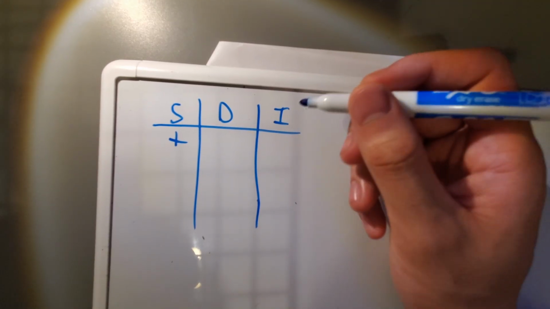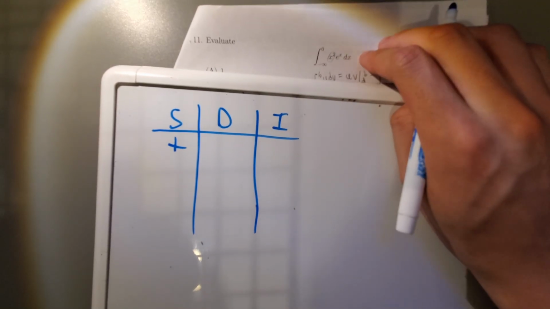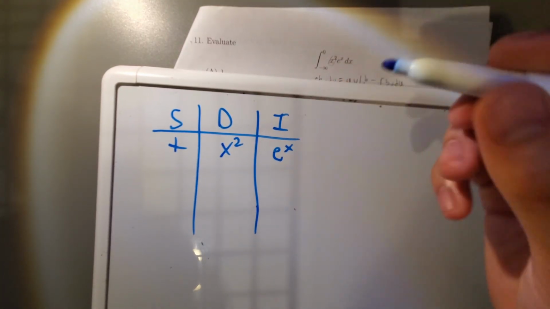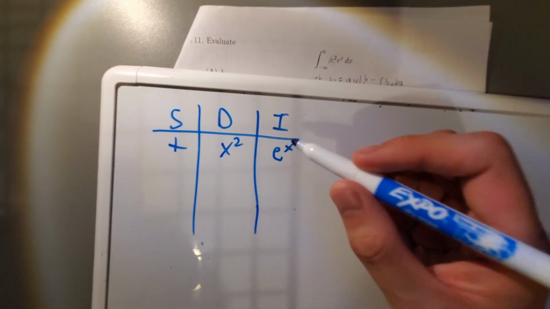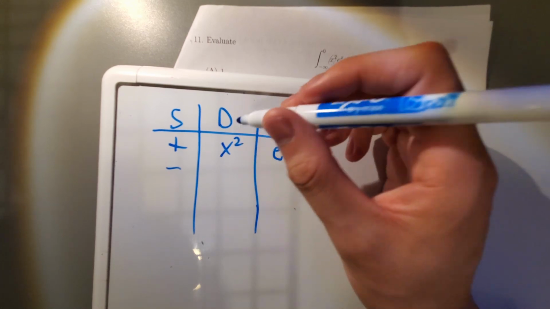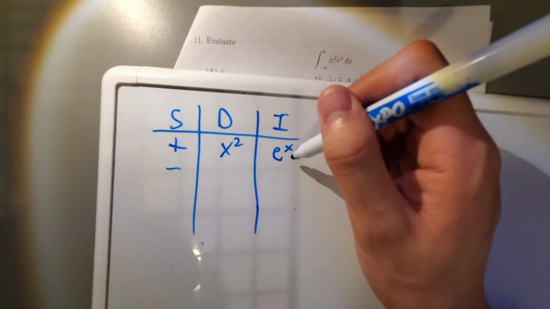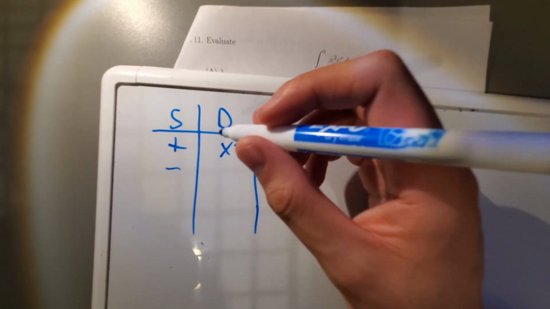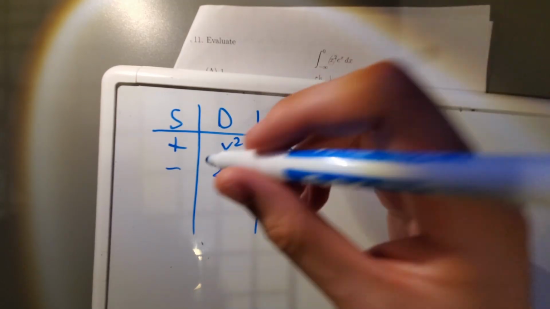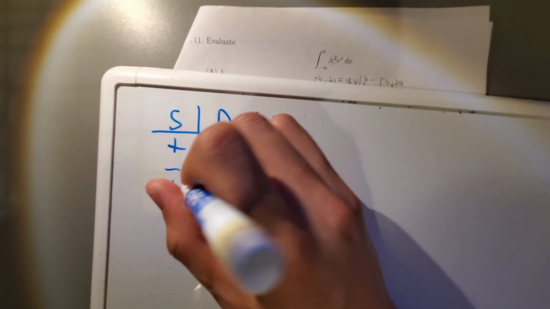So I'm going to use the same original u and dv that I used for the original problem. I'm going to use x squared in my derivative column, and e to the x in my integral column. Then we go down another row and flip the sign to minus. With each pass, you differentiate the derivative column and integrate the integral column. So the derivative of x squared becomes 2x, and the integral of e to the x just stays e to the x. Then you do another pass and flip the sign back to positive.